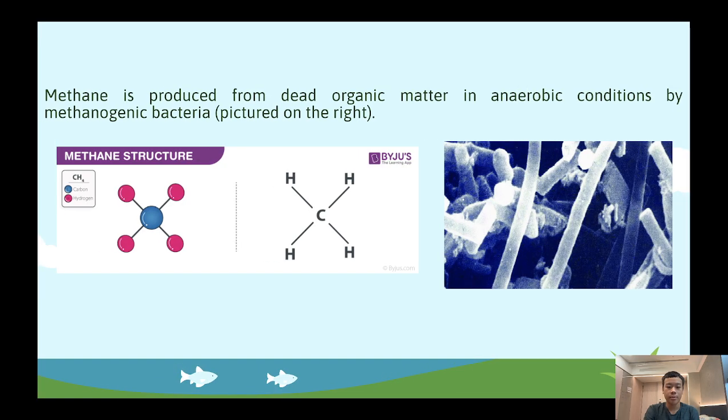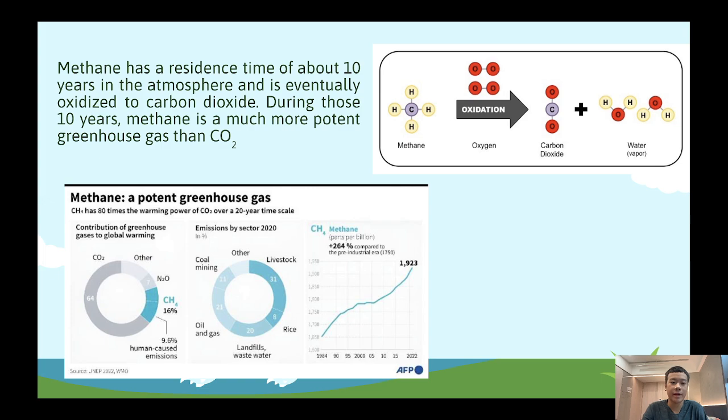So let's talk about methane. Methane is produced in an anaerobic environment by methanogenic bacteria. Anaerobic basically means an oxygen-free place. Some examples would be the digestive system of animals, wetlands, waterlogged soils, etc. The residence time of methane is around 10 years in the atmosphere, and it is eventually oxidized to carbon dioxide after those 10 years. And during those 10 years, methane is a much more potent greenhouse gas than CO2.